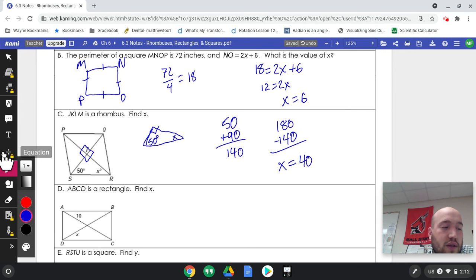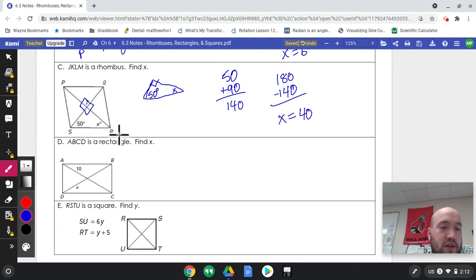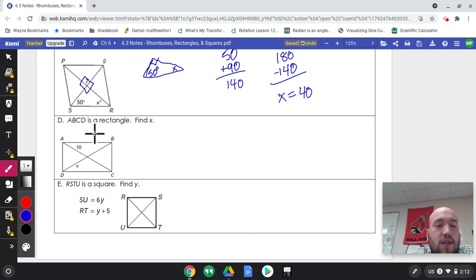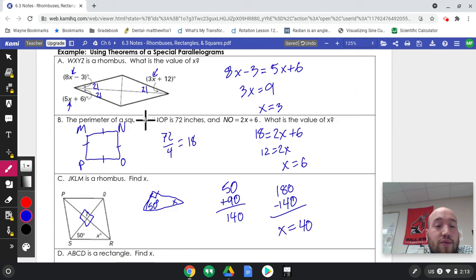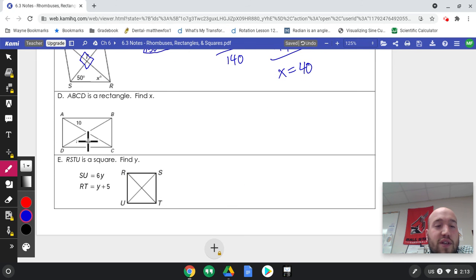All right. On our last one here, no, we got 2 more actually. ABCD is a rectangle. Find x. Good news is if it's a rectangle, we know that the diagonals are congruent. So all the way from D to B is the same as from A to C. A to this middle spot is 10, so D to the middle spot also has to be 10. We don't really have to do anything, just x equals 10.